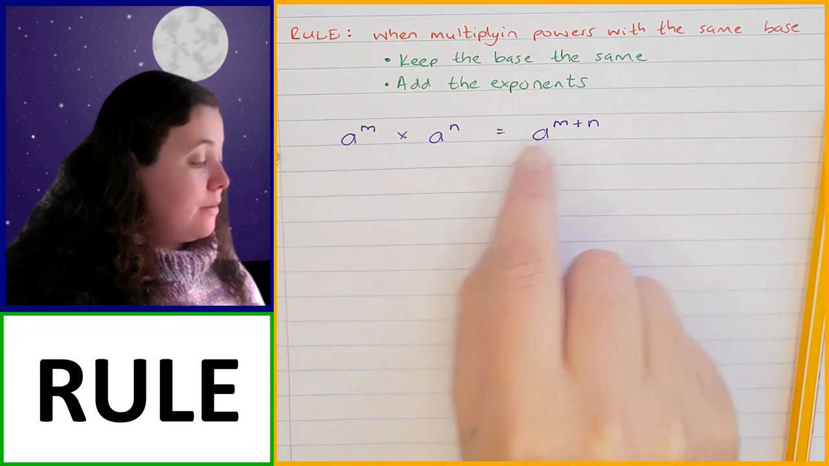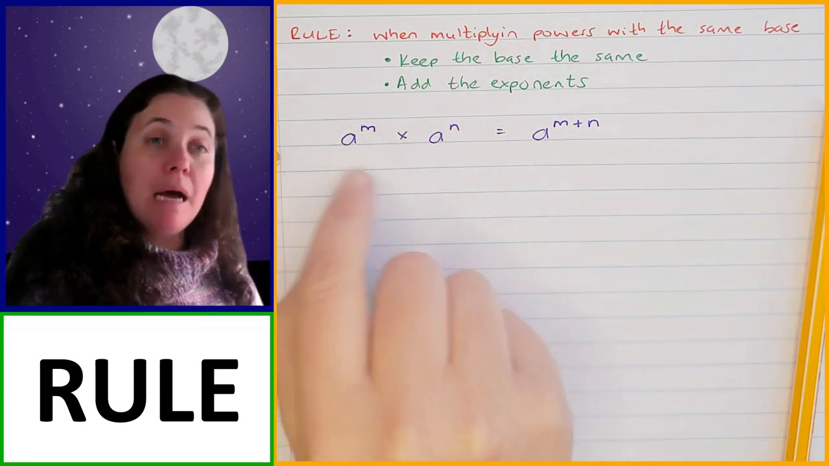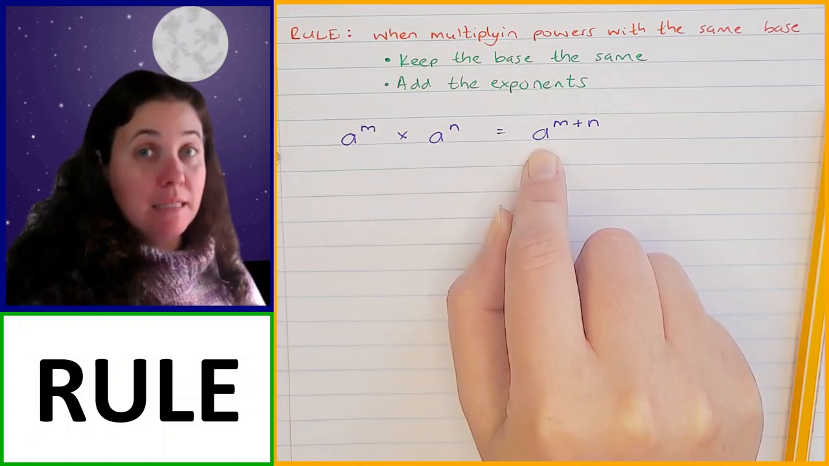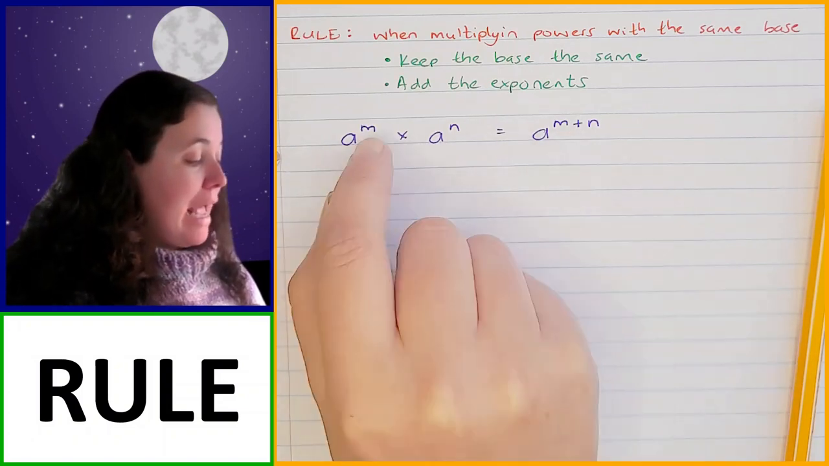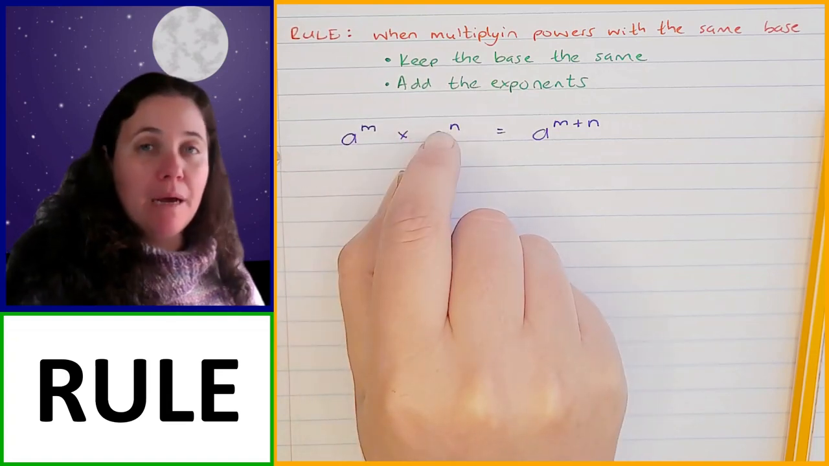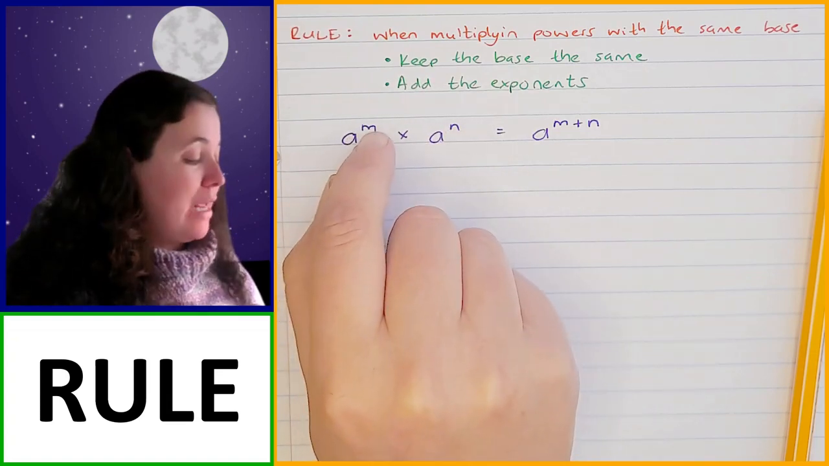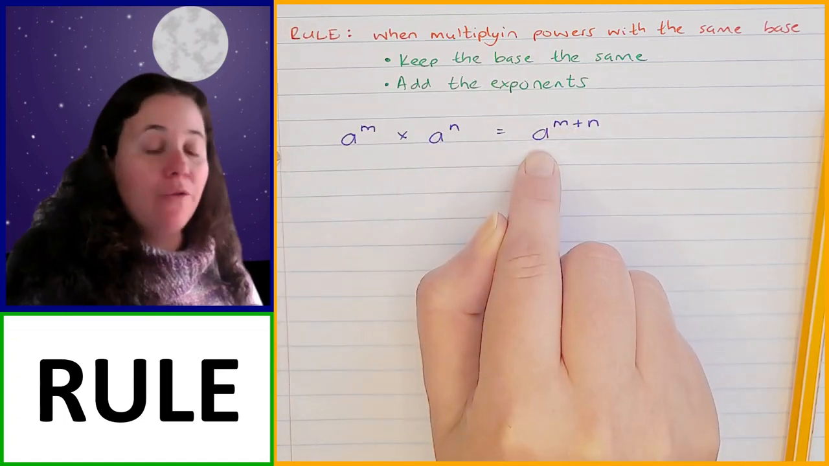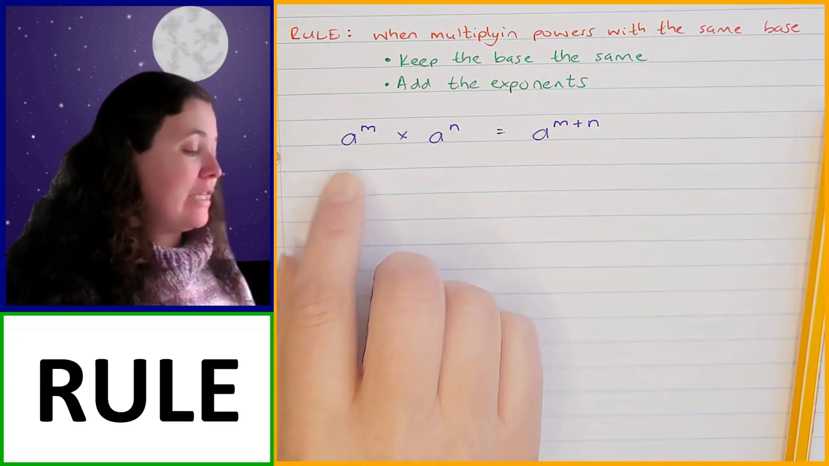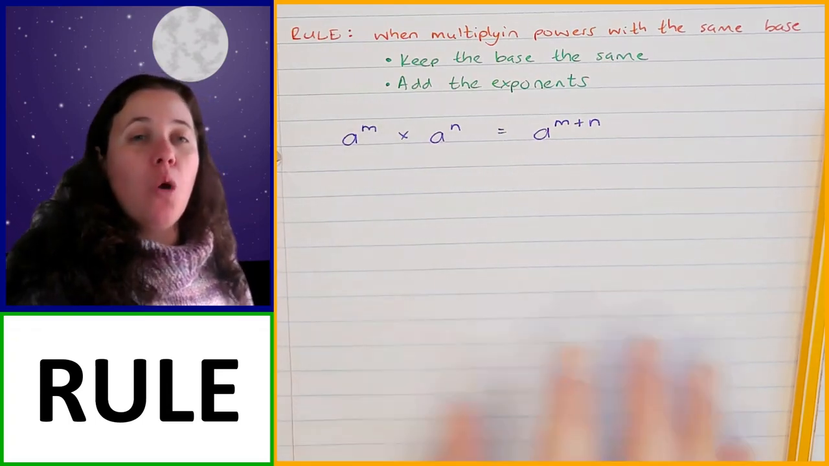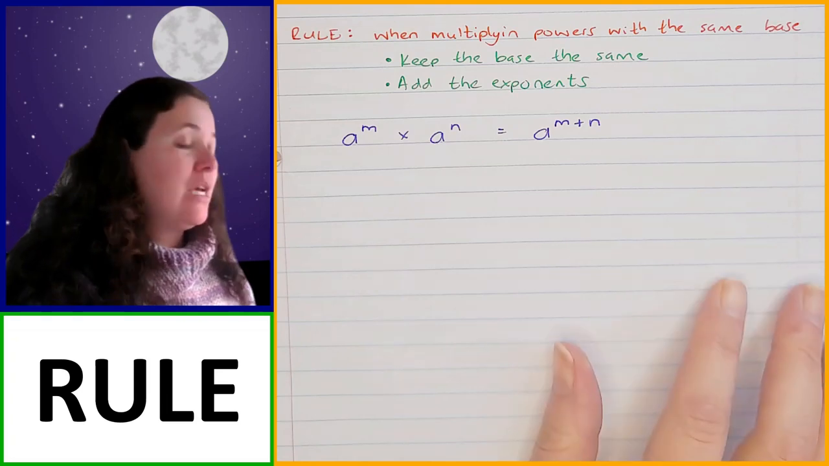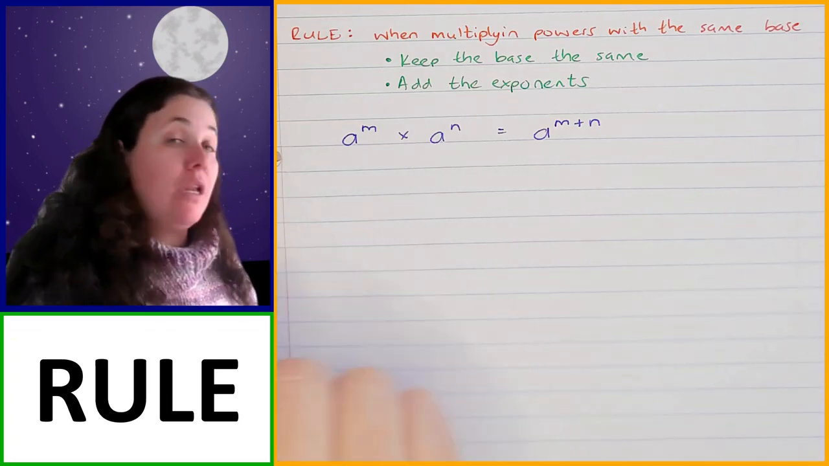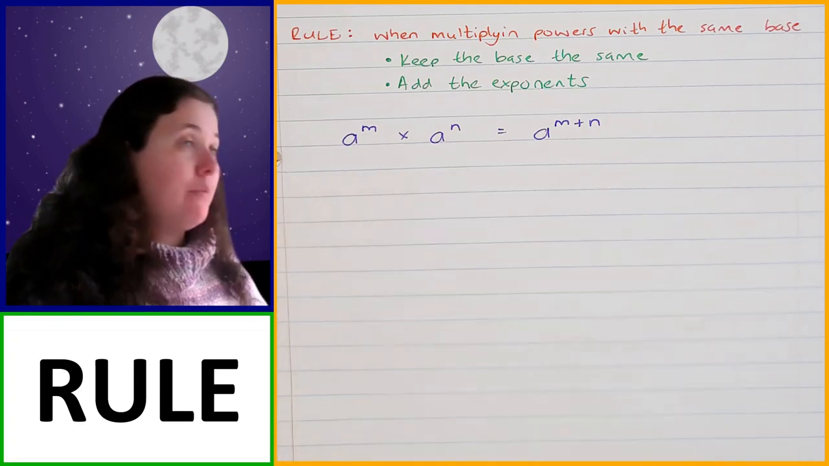But if you look over here, when I multiply those powers together that have the same base, I end up with the same base still, so the base didn't change, and I add the two exponents. So I've got m and n being added together when I combine them into one power when I multiply it together. Okay, so that is our rule that we're going to be using when we are multiplying powers that have like bases, like meaning the same. So they are like each other, so they have like bases.